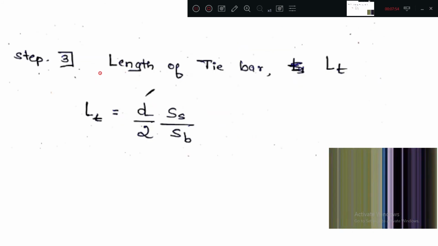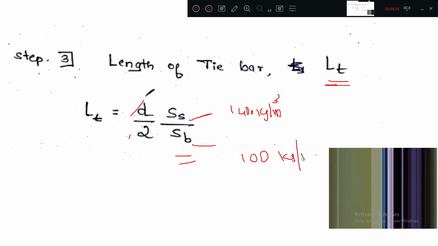The last step, length of the tie bar, LT. LT is given by D by 2, where D is dia, into SS by SB. SS is the permissible tensile stress in steel, it is 1400 kg per centimeter square. SB is the bearing stress between bar and concrete, generally in the question paper it is 100 kg per centimeter square.